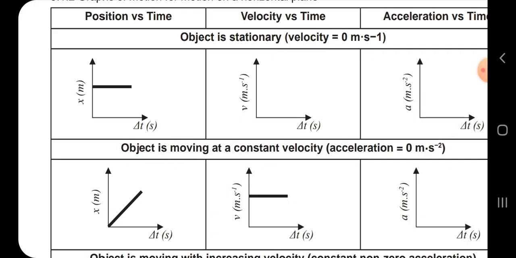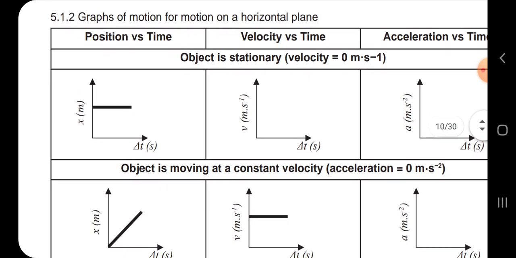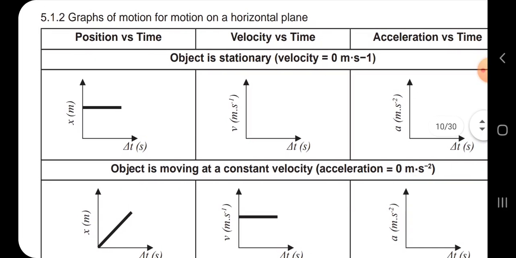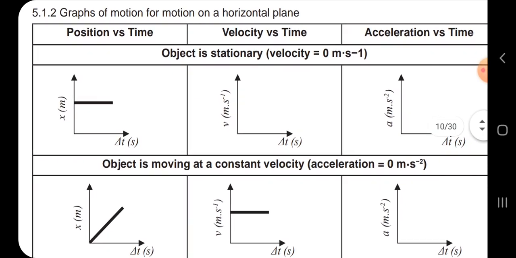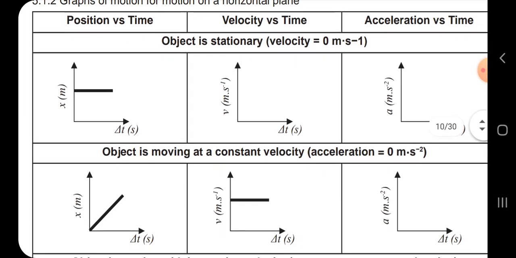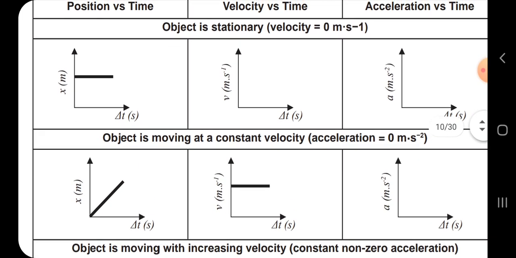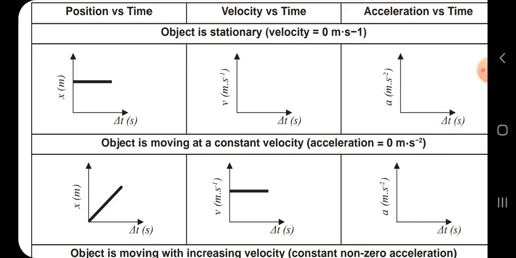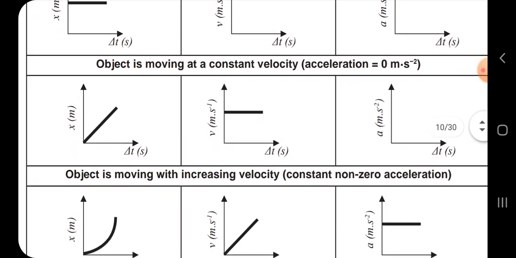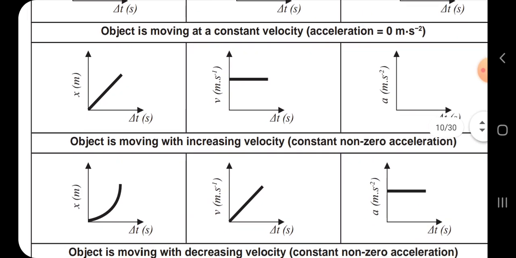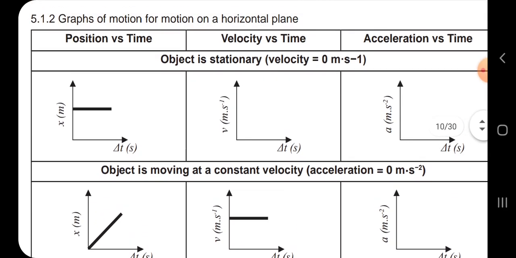When the object is stationary, velocity equals 0 meters per second. This is how it looks for the velocity-time graph, acceleration, and position. And then the object is moving at a constant acceleration. This is how it looks for the different graphs.